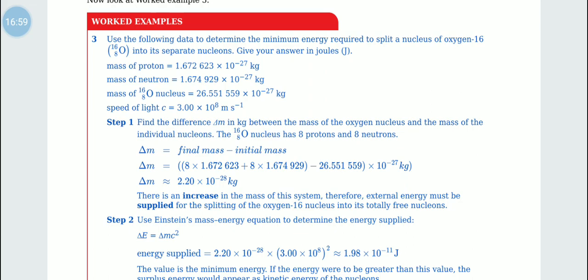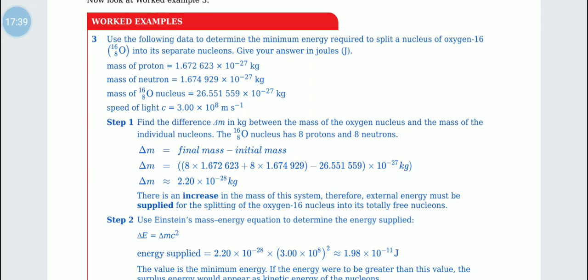So we first have to find the difference, delta m, in kilograms between the mass of the oxygen nucleus and the mass of the individual nucleons, because there are 16 nucleons and 8 protons. The proton number and neutron number are the same. So you multiply the neutron mass by 8 and add it to the sum of the 8 protons. And then from that you subtract the mass of the O-16 nucleus, and then you will get delta m to be 2.20 into 10 to the power minus 28 kilograms.